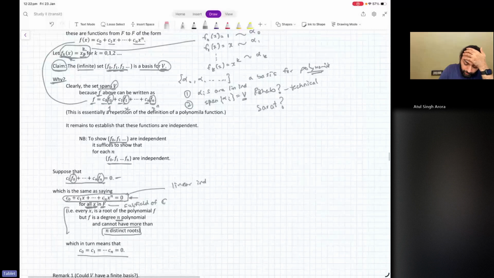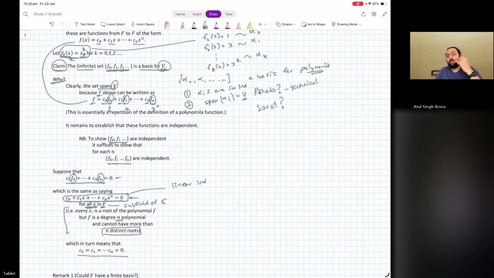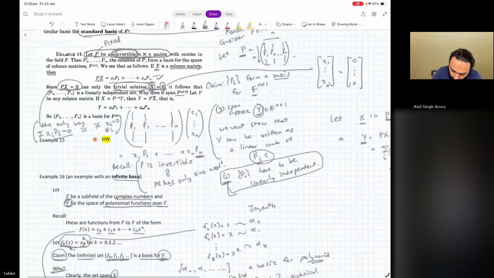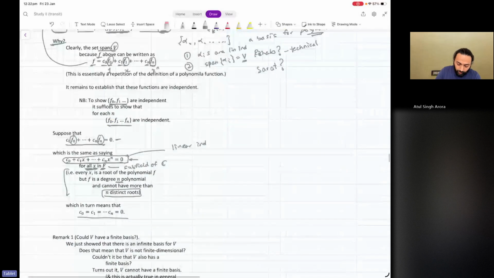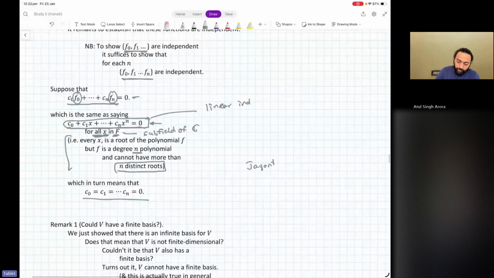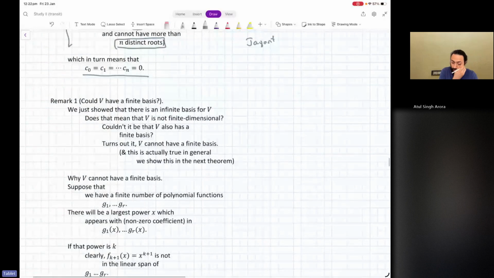We've established that these f_i, f_0, f_1, and so on, form a basis for V. Is that okay? Yes, sir. Okay, perfect. You were Rishabh, right? No, not Rishabh. Jayant. Okay, Jayant. So it makes sense, right, Jayant? Yes, sir. Okay, perfect. All right, let's continue then.